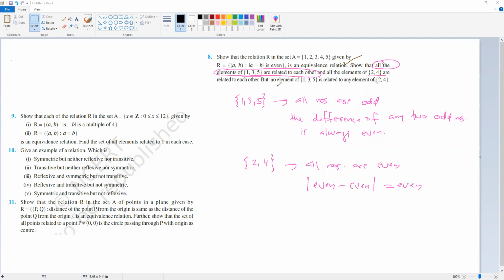Then you have to say no element of 1, 3, 5 is related to any element of 2 and 4. So 1, 3, 5 are odd, and set 2, 4 are even. So if you subtract an even number from an odd number, you will always get odd. 1 odd minus 1 even, modulus, is always odd, isn't it? Odd. So that means they are not related. So no element of the set 1, 3, 5 is related to any element of 2, 4.